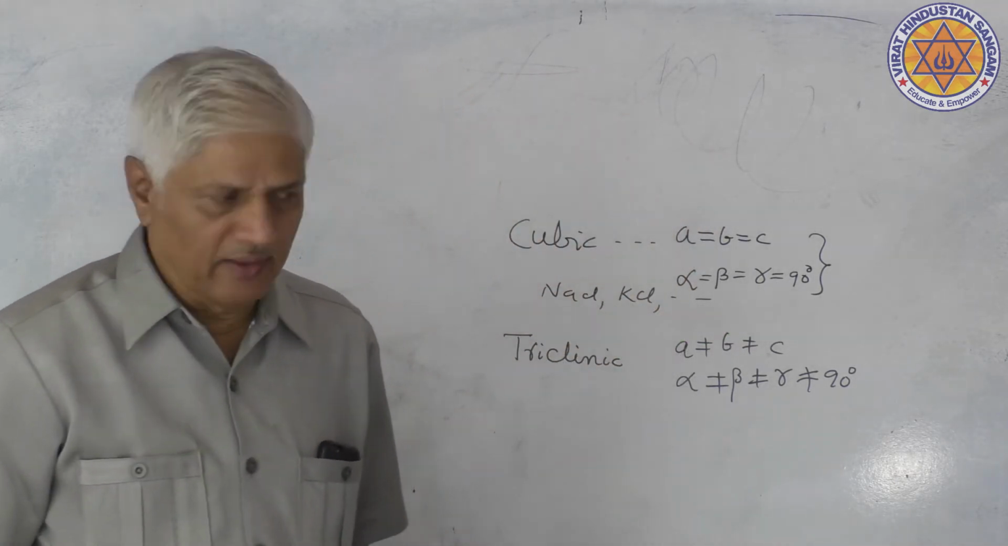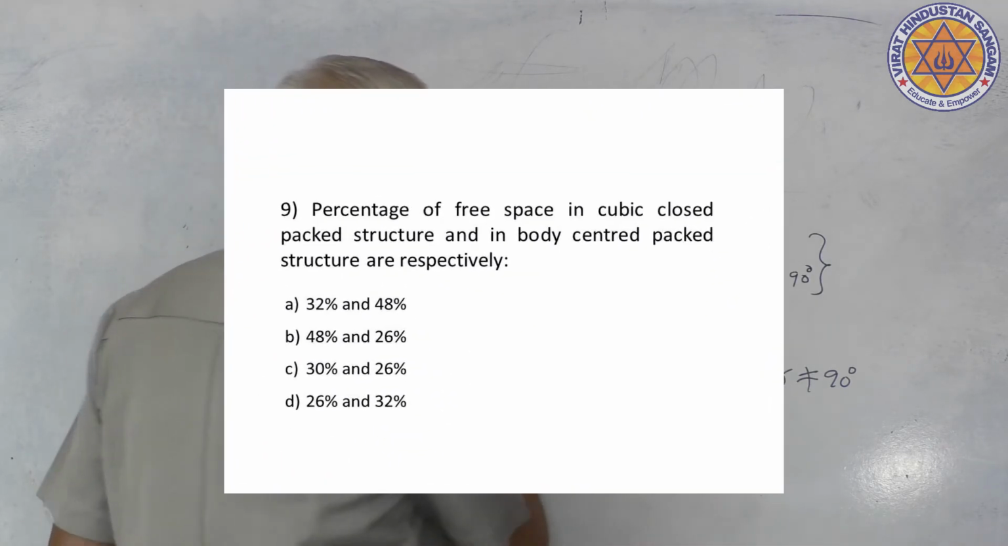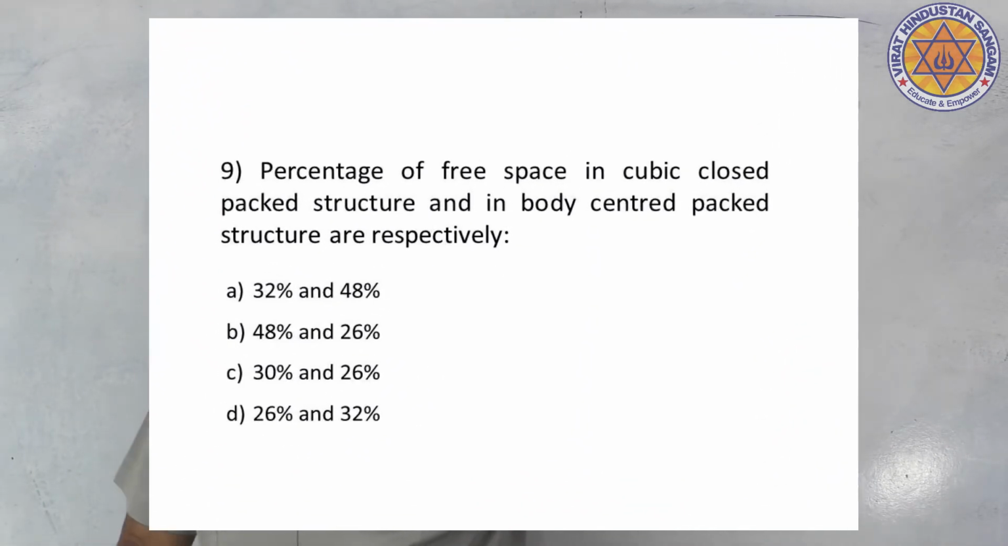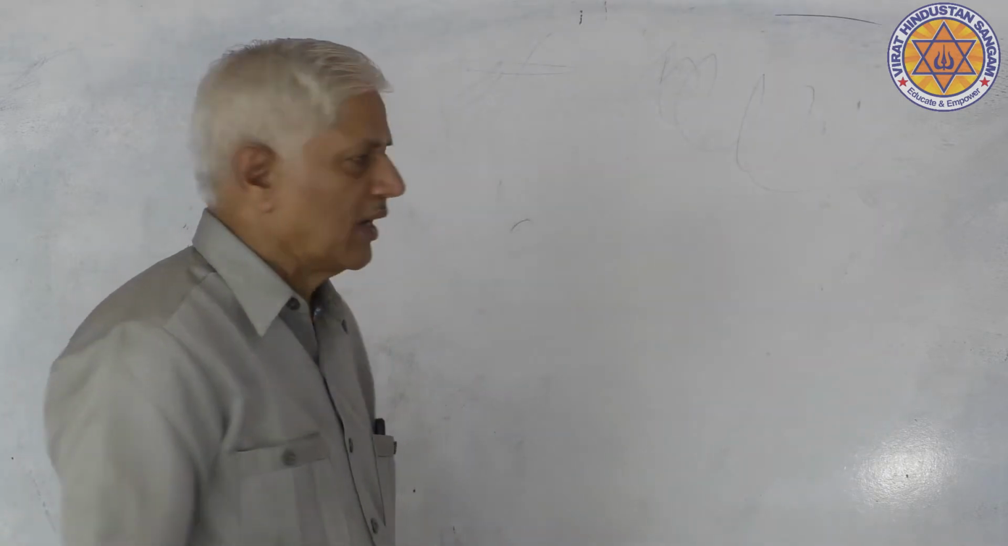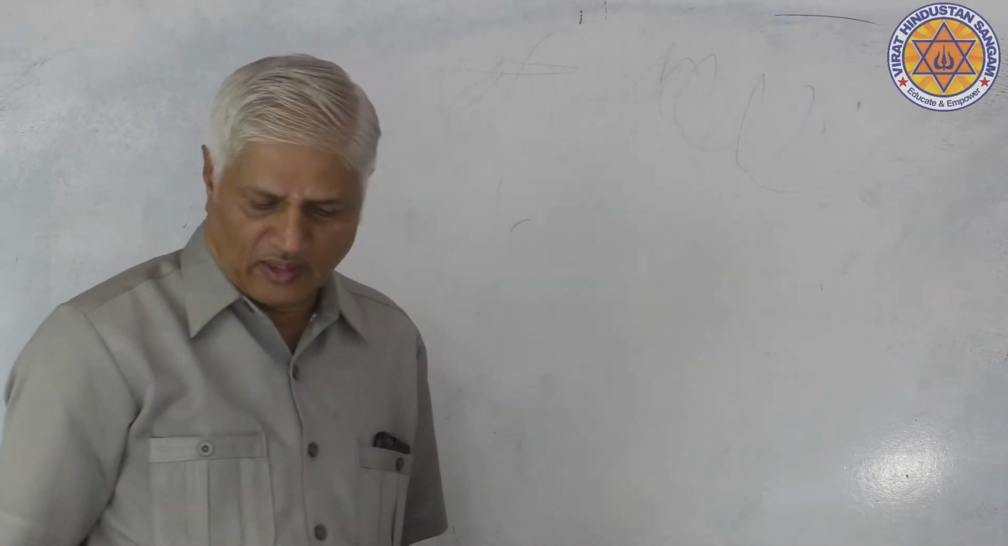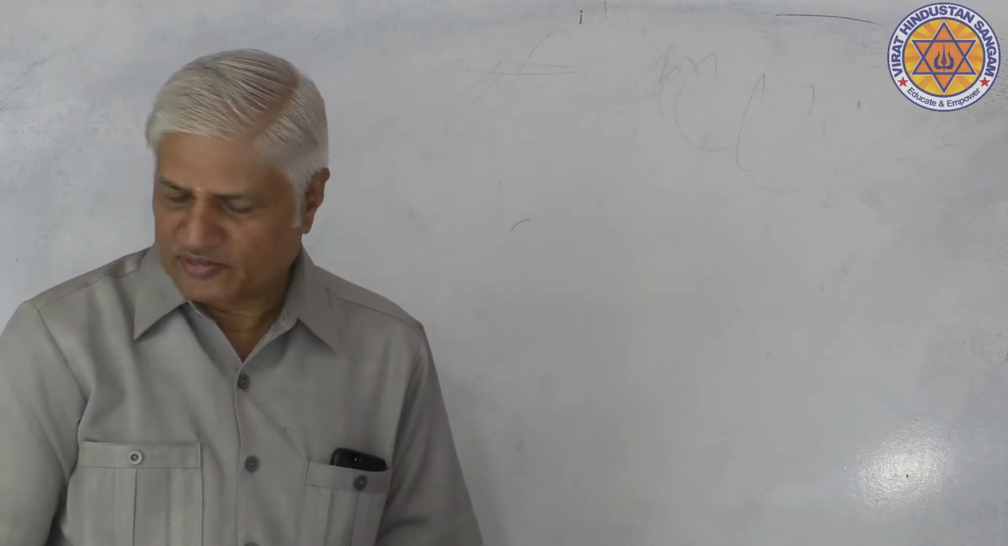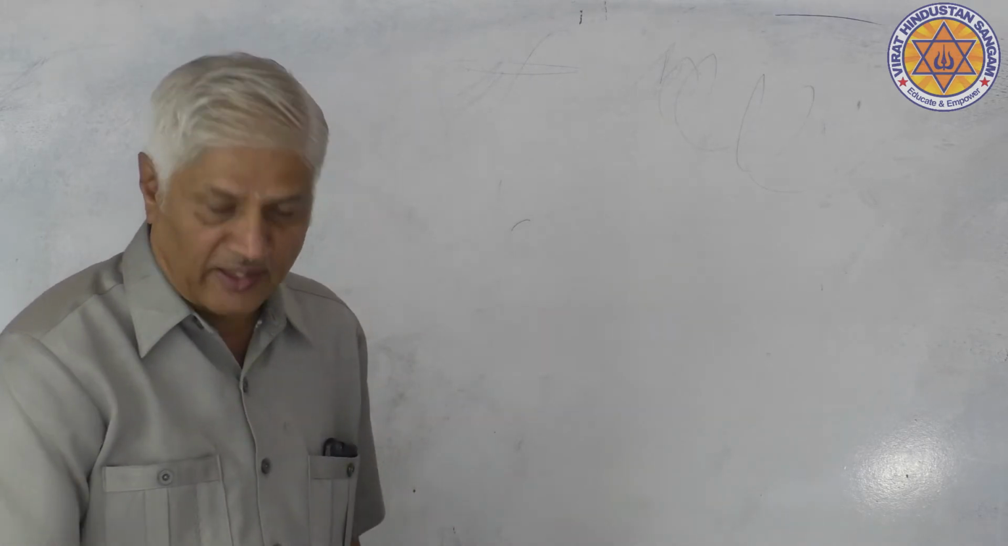Question number 9. Read that carefully. Again, this question has been taken from solid state. Simple question. Percentage of free space in cubic close packed, that means CCP structure, and body centered packed structure, BCC, are respectively. Yes, this also will be discussed in the class in great detail.